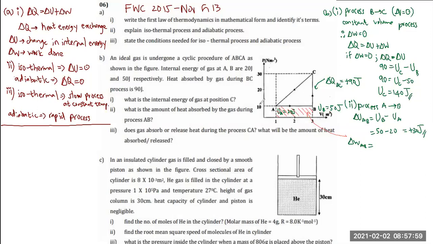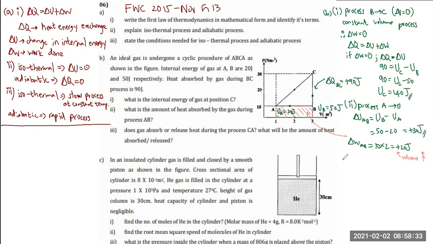Volume is in meter cubes. Pressure is 10 Newton per meter squared. So it's 10 into 2. That is equal to 20 joules. And is that plus or minus? It has to be plus 20 joules. I forgot to put that. Why did I put plus? The plus is because volume is increasing. If the volume is increasing when you go from A to B, you have to consider the work done as positive.